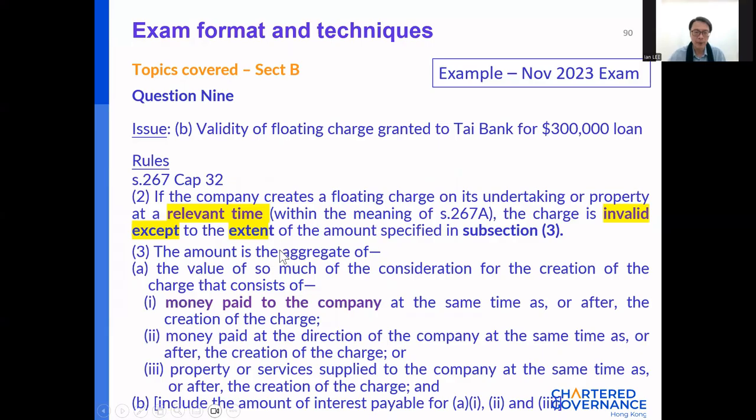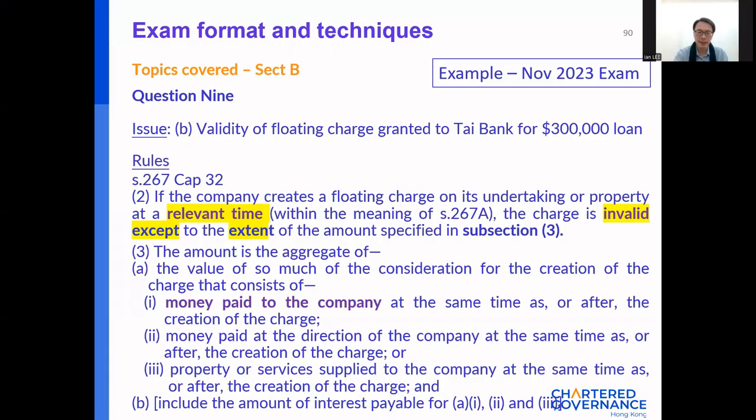And what is this about? The money is the aggregate of the value of so much of consideration for the creation of the charge that consists of money paid to the company. What is it talking about? Well, it's just talking about a normal commercial transaction. Because despite these sections, you still want to protect the normal commercial transaction. So normally in business, when would you grant a floating charge? Very simple. When the bank or the lender offers me a loan of money, that's the proper and normal commercial transaction. So that's why subsection 3 is known as the new money exception.